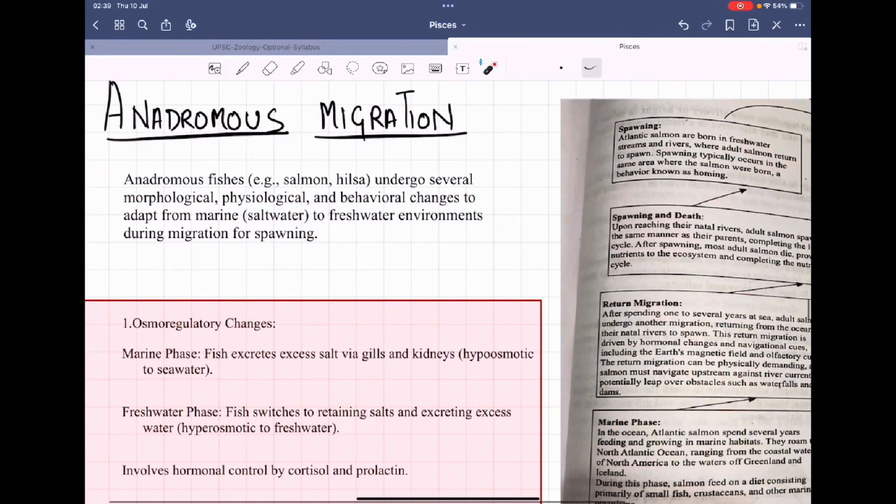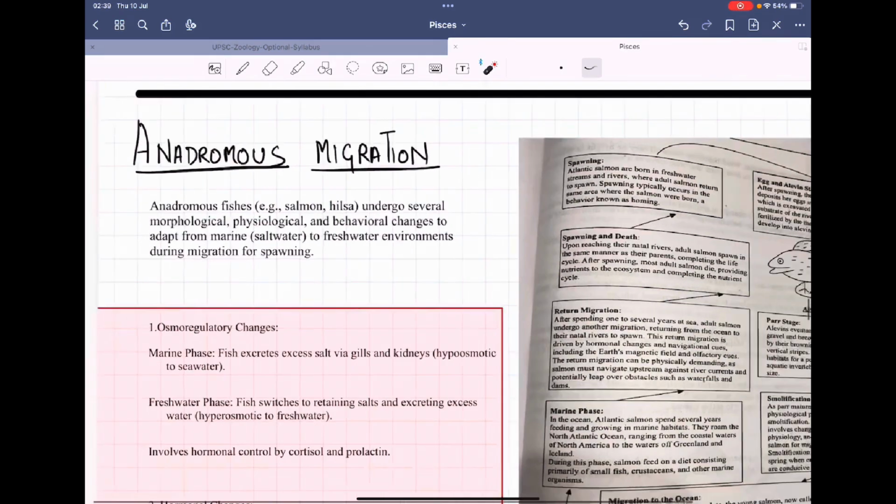Next, there is this anadromous migration. In this case, the anadromous fishes like salmon and hilsa undergo several morphological, physiological and behavioral changes to adapt from the marine, that is salt water, to the freshwater environments during the migration for spawning.